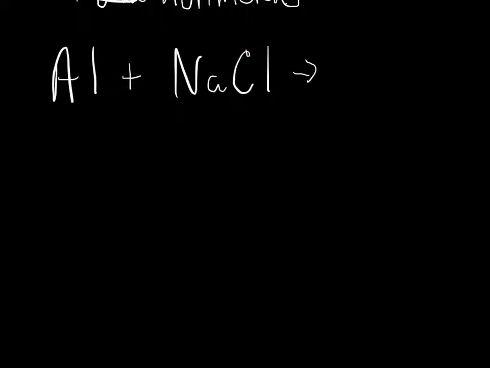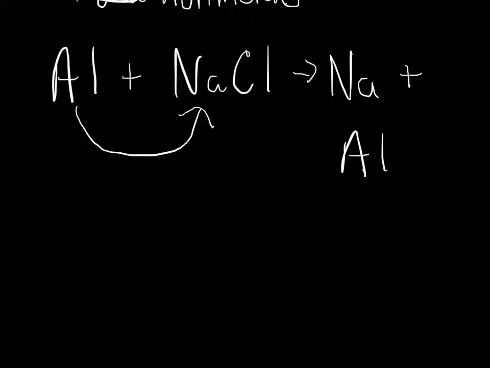So this will look like aluminum coming in and replacing the sodium and kicking poor sodium out. And I'm going to have sodium by itself plus aluminum chloride together. And I need to make sure that I check for the formula of aluminum chloride. Aluminum is +3, chloride's -1. So it'll be AlCl3.